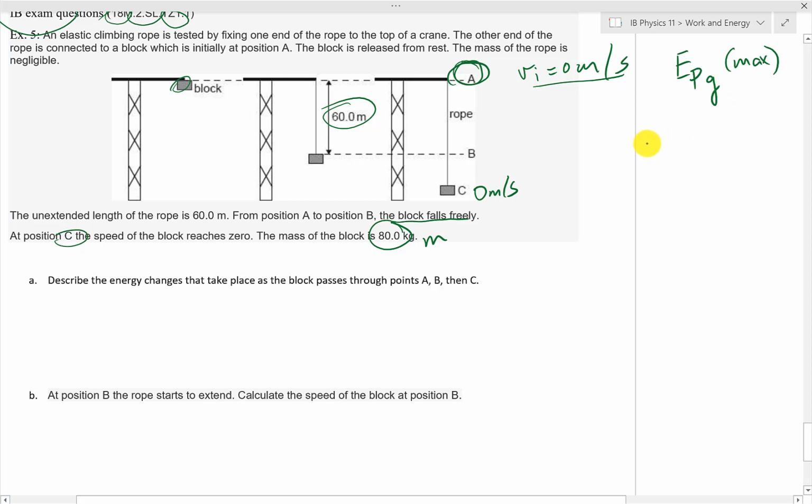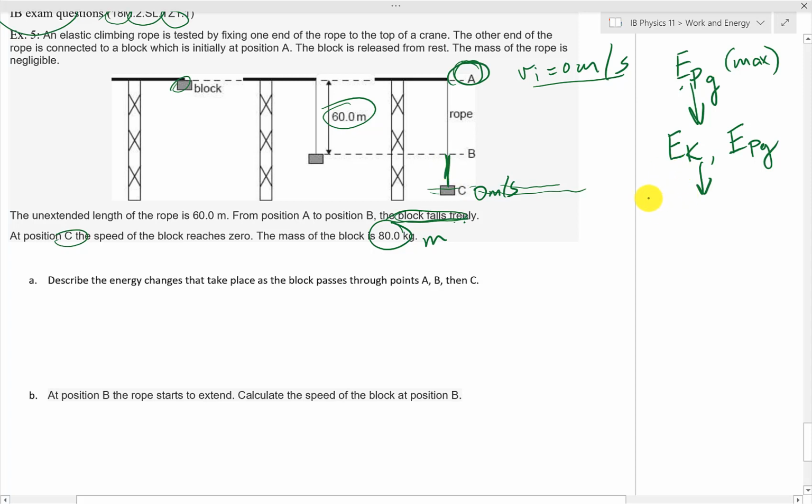When it goes to point B, some of that gravitational potential energy is going to get converted into kinetic energy, but we still will have some gravitational potential energy left, relative to the bottom being C. And at this point, there is still no elastic potential energy, since the block is still falling freely until point B. But after point B, imagine this block is now stretching this climbing rope.